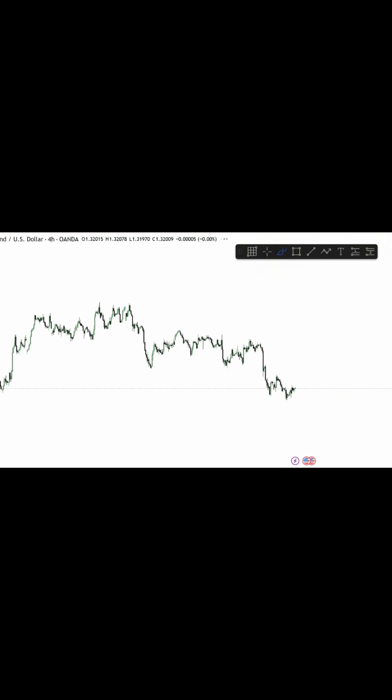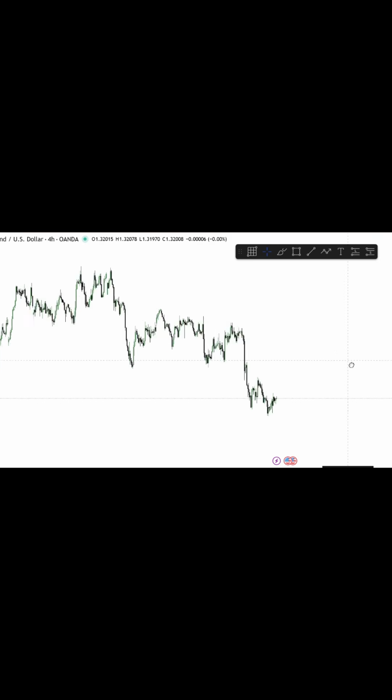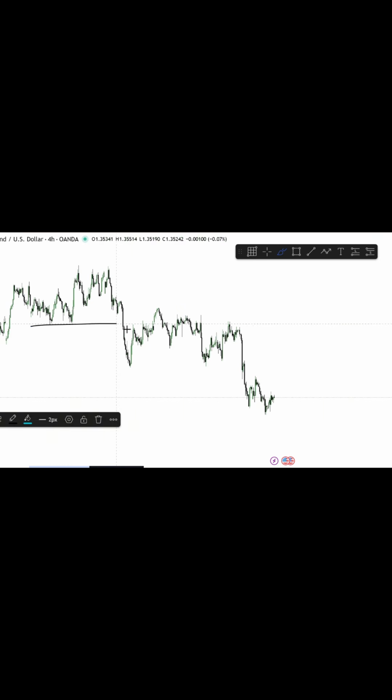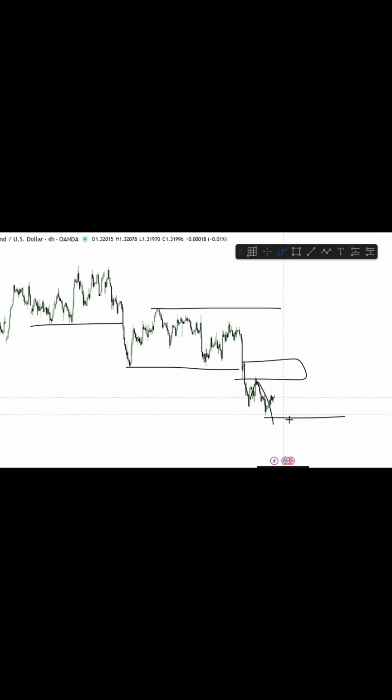However, if we go down onto the 4-hour time frame, what we can see is we've had one break of structure in towards the downside, two breaks of structure in towards the downside, swing high, swing low. What I would like to see now is we've made a connection to the supply zone which saw that initial sell-off in towards the downside.